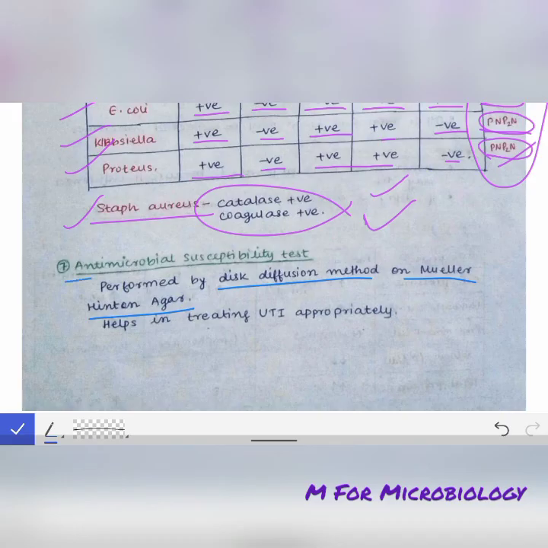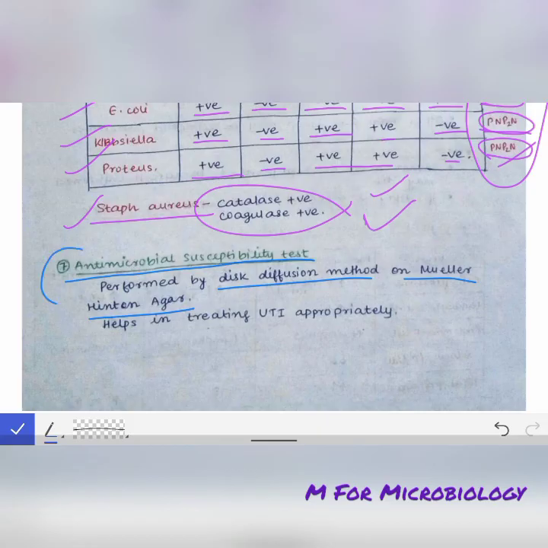So why do we do this antimicrobial susceptibility testing? Nowadays a great deal of resistance is seen in bacteria, because of which the patients or the bacteria do not respond to the normal antibiotics. So we have to treat those infections with specific antibiotics, and to find to which antibiotic those bacteria are resistant, we have to perform the antimicrobial susceptibility test. With it we find which organism is resistant to which antibiotic, so we give the right antibiotic and treat the infection.